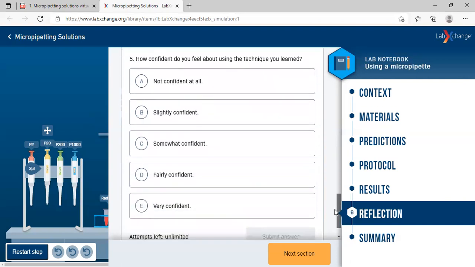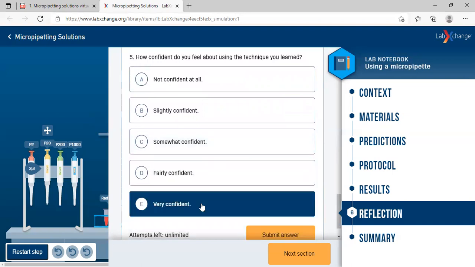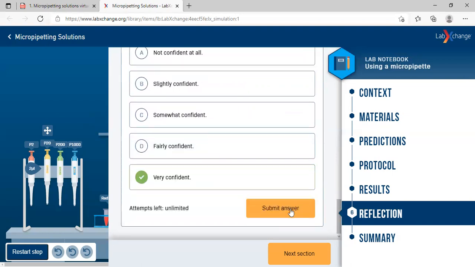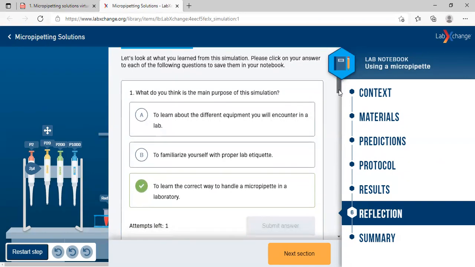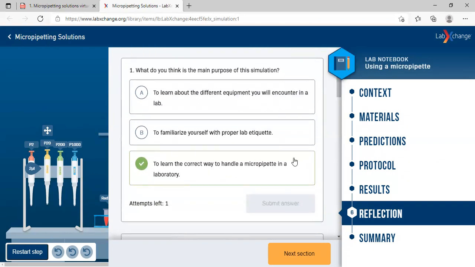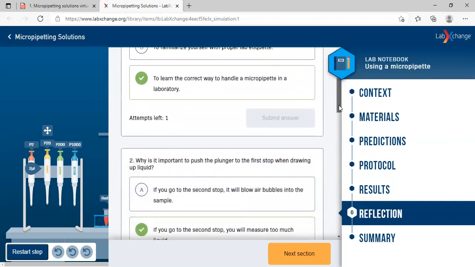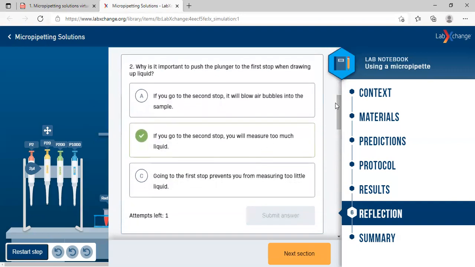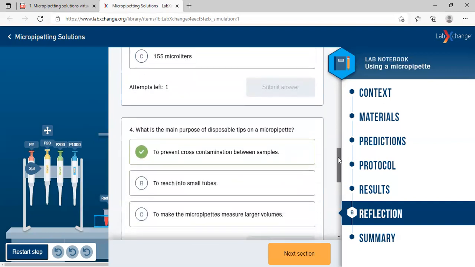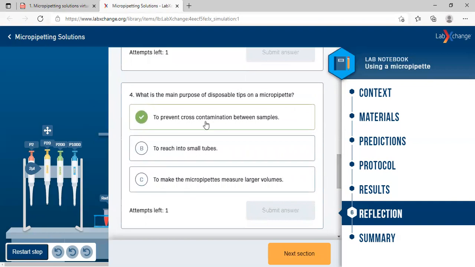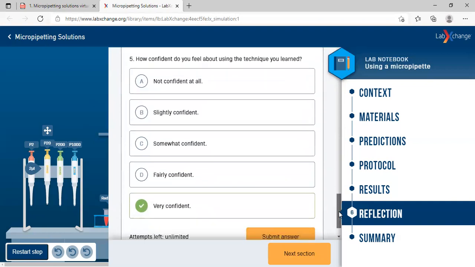Feedback question: how confident do you feel about the technique you learned? I feel very confident because I managed to do it rather easily. So it seems I got all the questions correct in my reflection. Learning how to handle a micropipette. If you go to the second stop, you measure too much liquid. It's 15.5 microliters since the decimal will be here because 20 microliters is the max. The main purpose is to prevent cross-contamination.